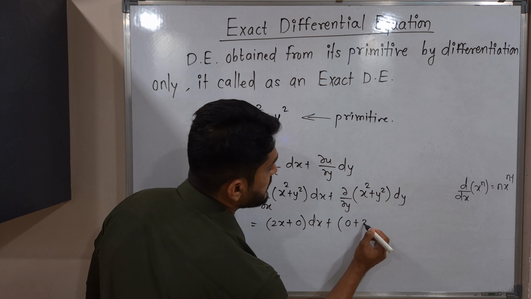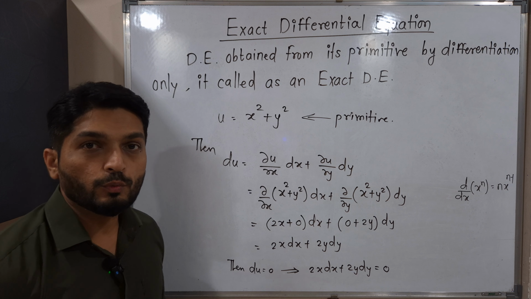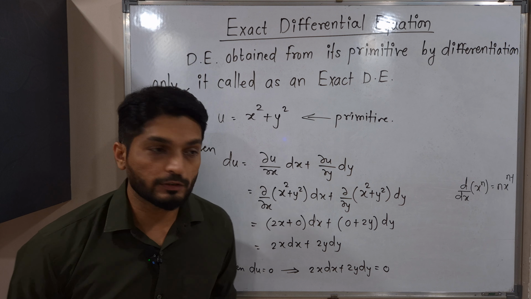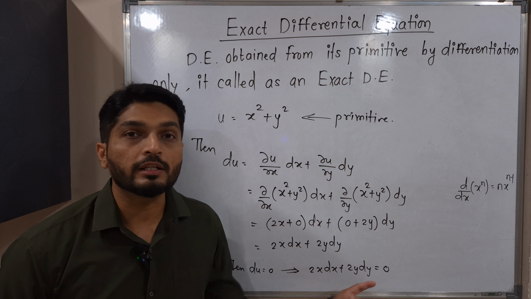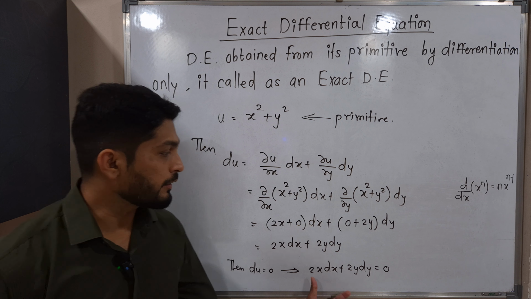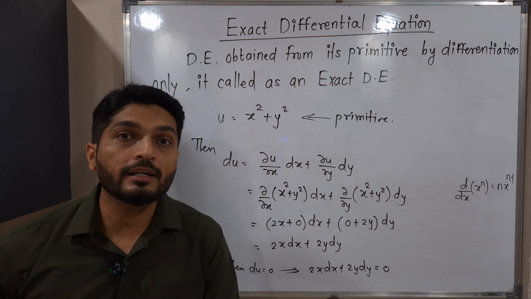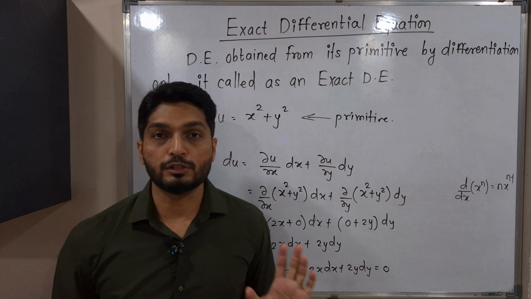So I got this. Now I compare this du with 0. Then du is equal to 0. It means if you put the value of du, you will get 2x dx plus 2y dy is equal to 0. So we got a differential equation here. A differential equation means an equation, with an equal sign, in which derivatives are involved. So this is a differential equation which is obtained from its primitive. That's why we say it is an exact differential equation.